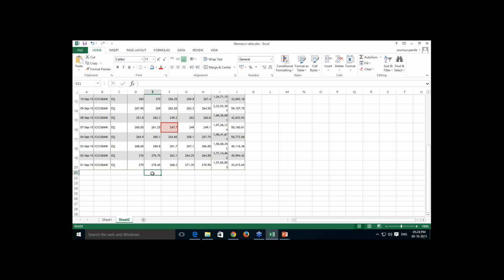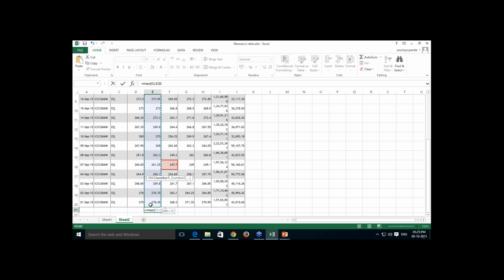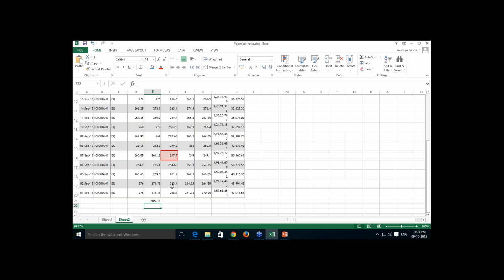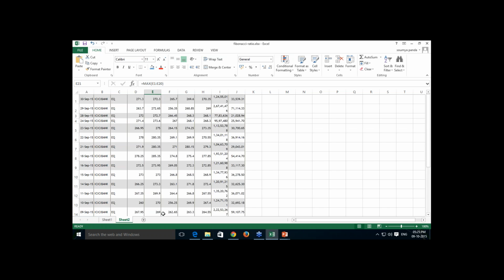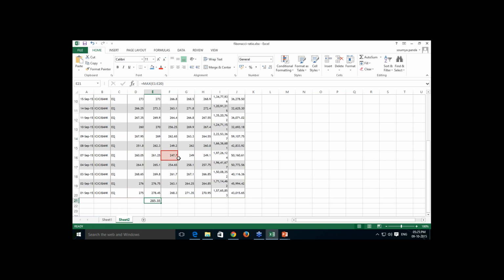If I go for a max function in Excel, I'll get the maximum of all these numbers. So what is the high we have achieved in this particular 1 month? This is the high 285, and 247 is the low. So from the high we have corrected. In September, this 285 happened sometime around the 18th, and from there it slid down to the 247 range.